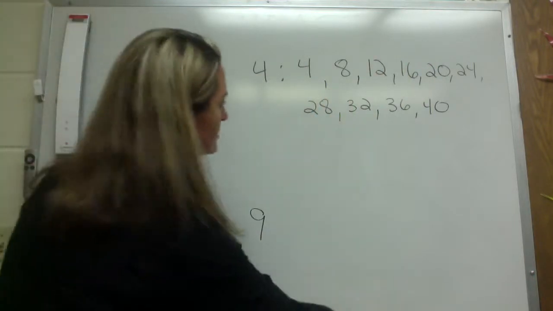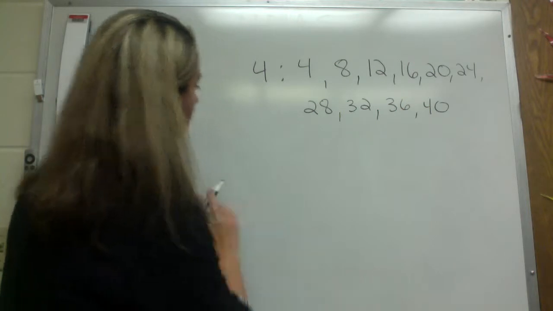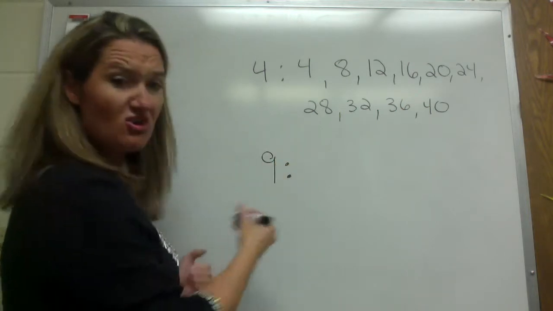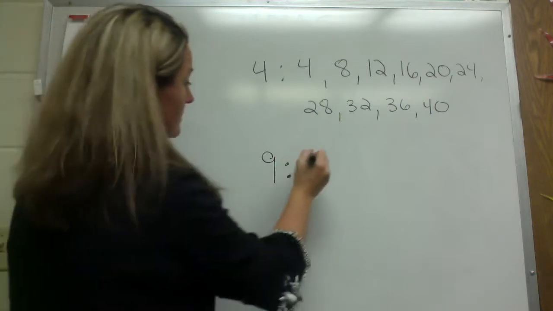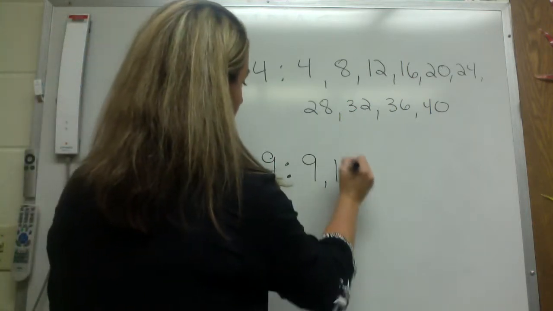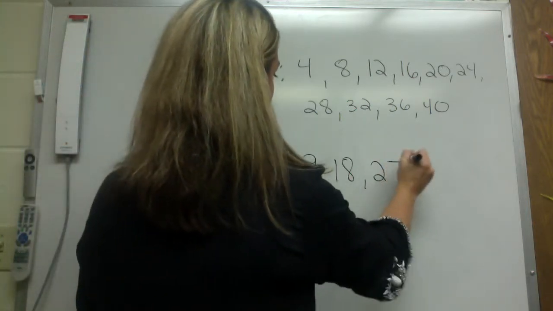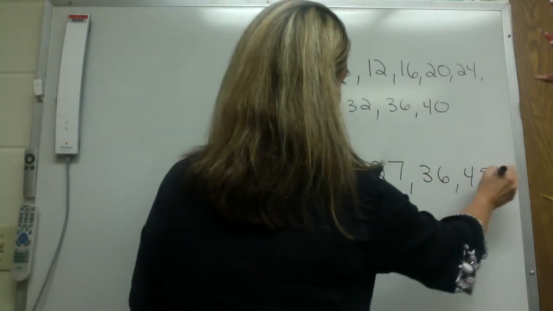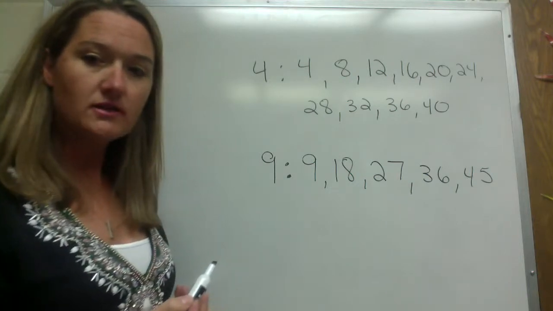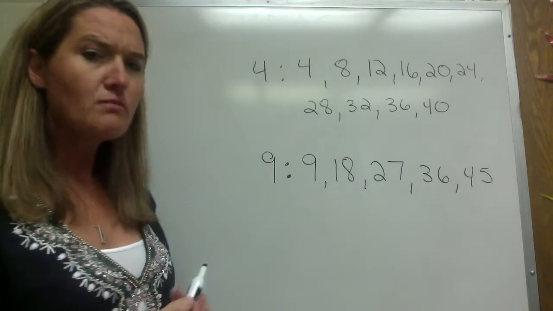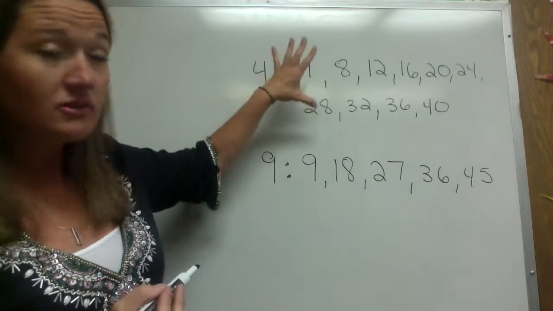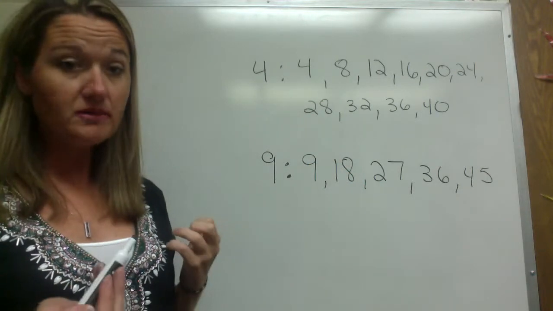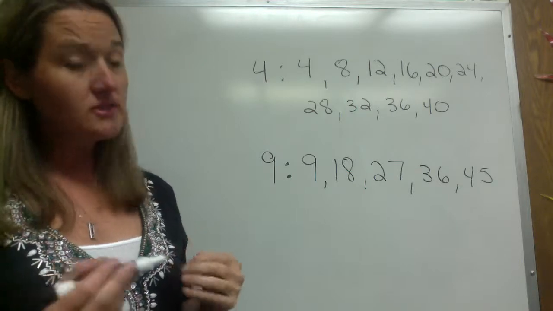So now let's do the same with 9. Let's list all the numbers that 9 is a factor of: 9, 18, 27, 36, and 45. Looking at this, I think I have a match. So what I'm going to do is look at the lists. Is there any number that they both have in common? And if there is, is it the smallest?